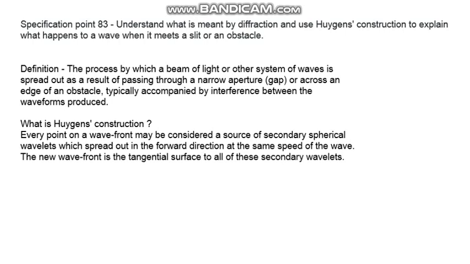And Huygens construction states that every point on a wavefront may be considered a source of secondary spherical wavelets, which spread out in the forward direction at the same speed of the wave. The new wavefront is the tangential surface to all of these secondary wavelets. So I'll explain more about what that means in this next slide.